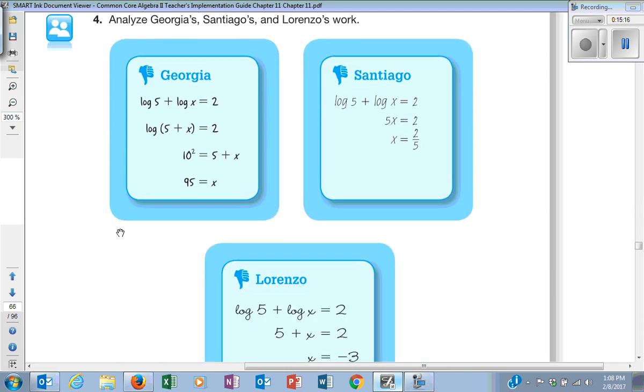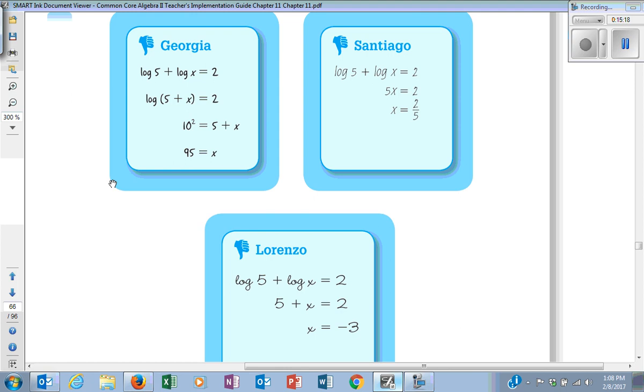All right, here's some people that did some stuff wrong. We just want to make sure we don't try these kind of things. Don't forget our rules. If we have two logs of the same base and they are plussing, when I put them into the same log, they do not add together. Hopefully you realize that that should have been written as log 5x.